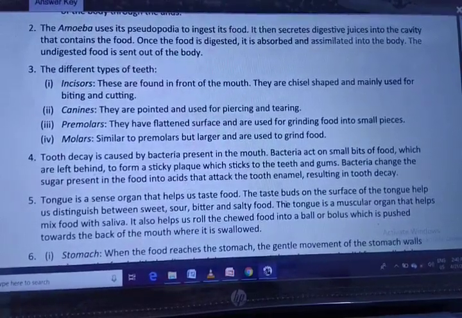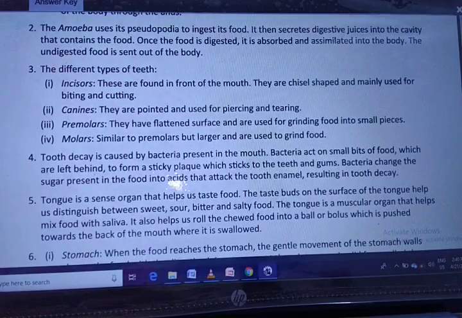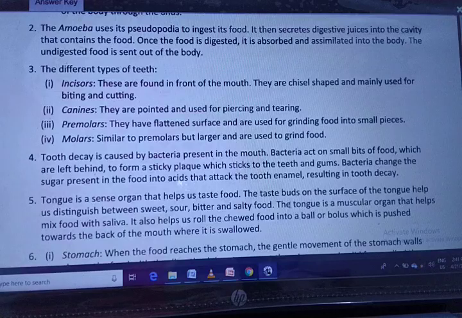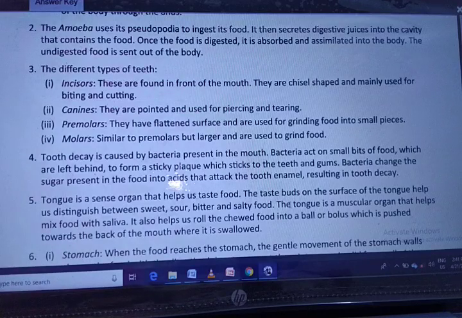Question 2 is write a short note on digestion in amoeba. How does amoeba do digestion? The amoeba uses its pseudopodia to ingest its food. It then secretes digestive juices into the cavity that contains the food. Once the food is digested, it is absorbed and assimilated into the body. The undigested food is sent out of the body.